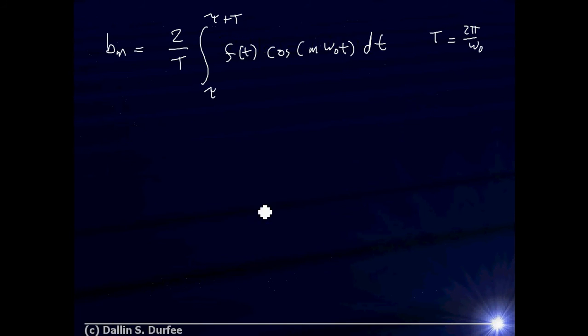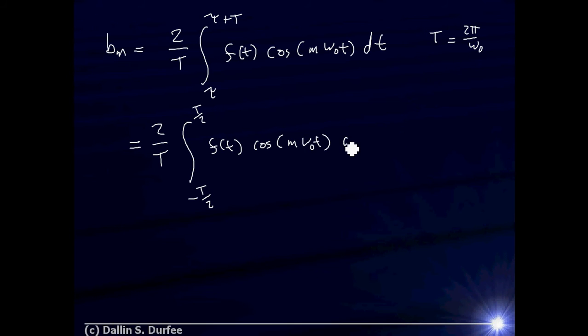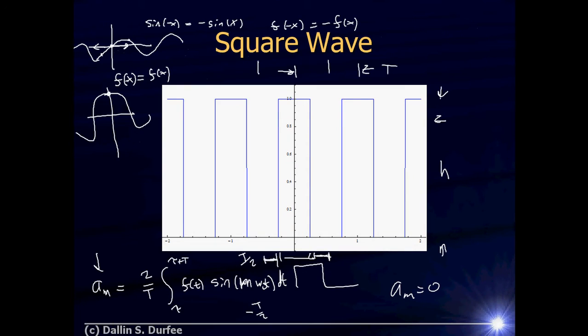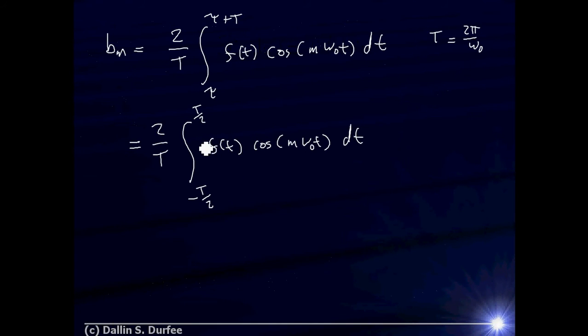So basically, I'm going to break my integral up. I'm going to integrate from minus T over 2 to T over 2. So I'm starting at minus T over 2, f of t cosine m omega naught t dt. I'm going to integrate symmetrically about the origin, just because it's going to make my integral easier to do. And then I'm going to break this up into pieces, because I don't have an analytic version of f of t, but I know what f of t is for certain regions.